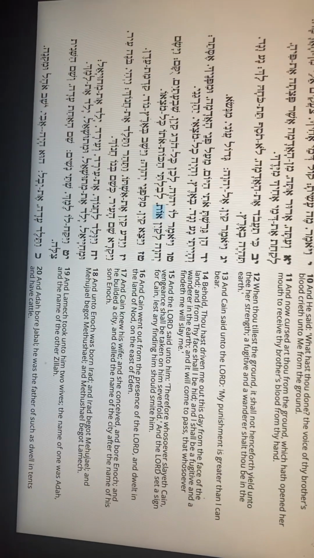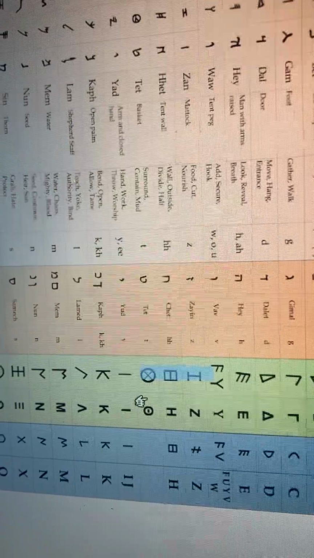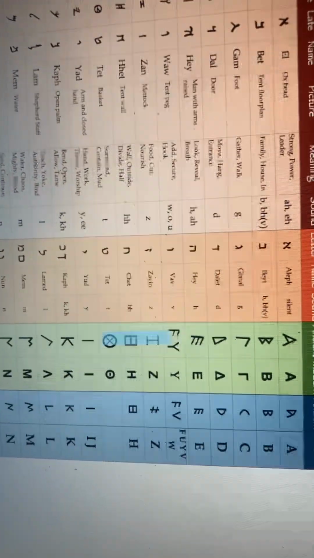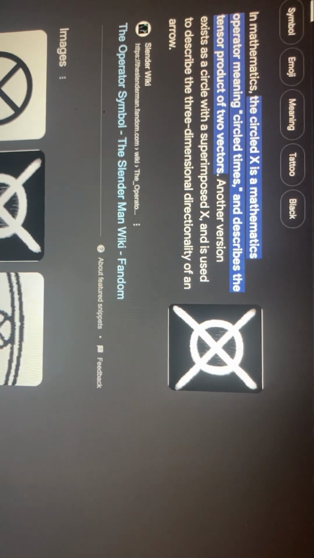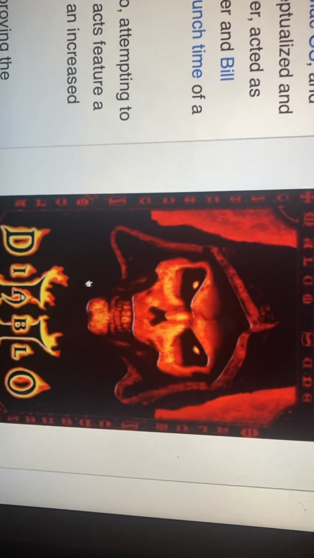Don't forget, if you take a look at ancient Hebrew, you'll notice another symbol, the circle with a cross in it. Take a look at the Greeks. Their symbol isn't as sloppy as the other ones. There's a correlation. And then you take a look here. You can also see a circle with the X in a specific type of video game.